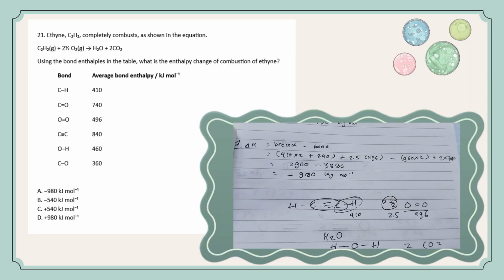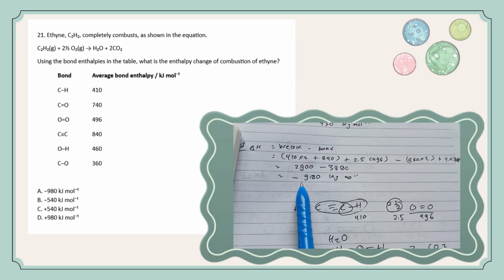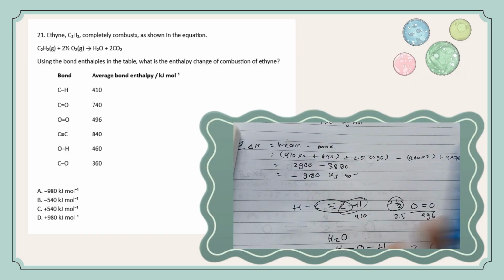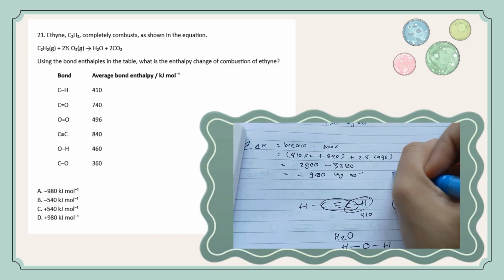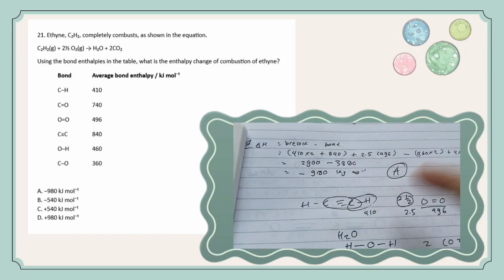Okay, after we got this, we calculated and we got minus 980. And this is option A. So for number 21, the right answer is option A.